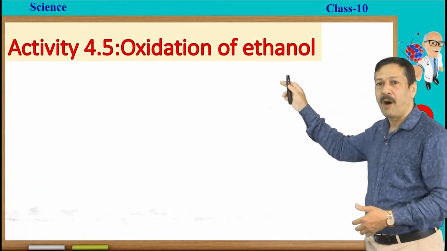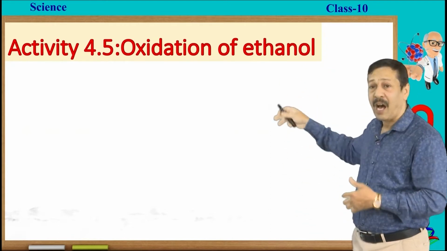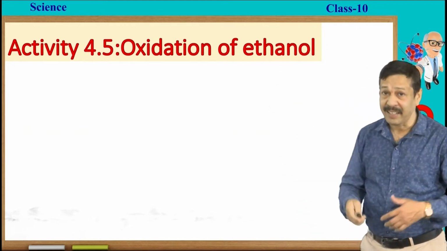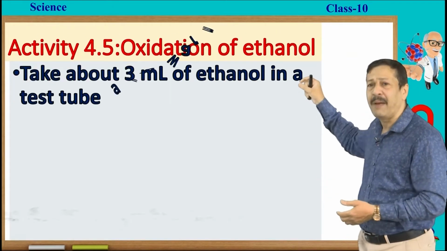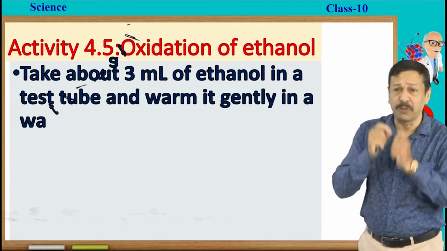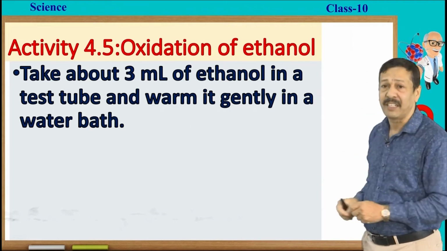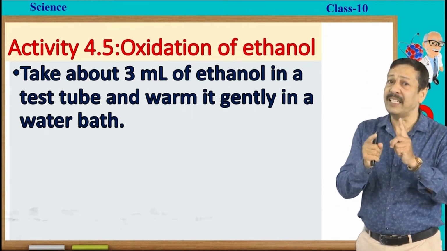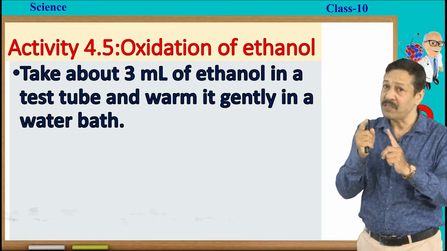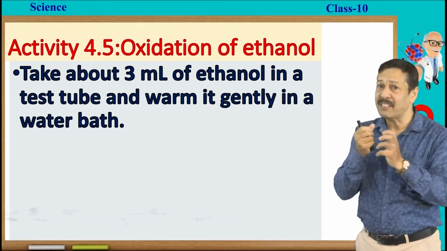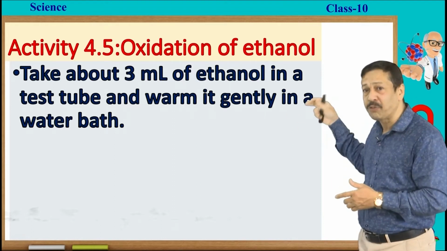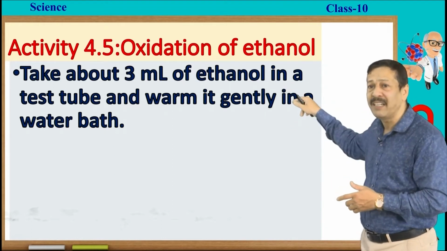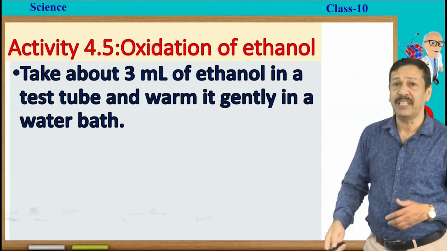Now let us perform an activity, that is how ethanol is oxidized, and what happens. You have to take a small quantity, about 3 ml of ethanol, in a test tube and warm it gently. You should not heat it directly because the vapors produced will catch fire. It is dangerous. That is why you have to warm it gently in a water bath only.